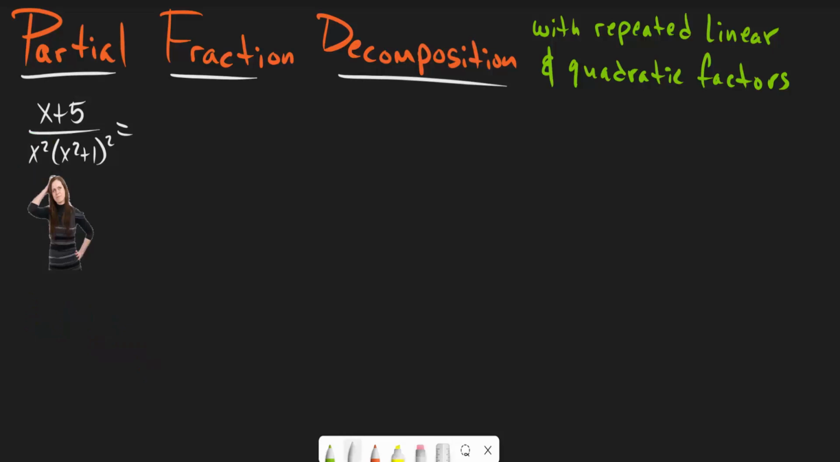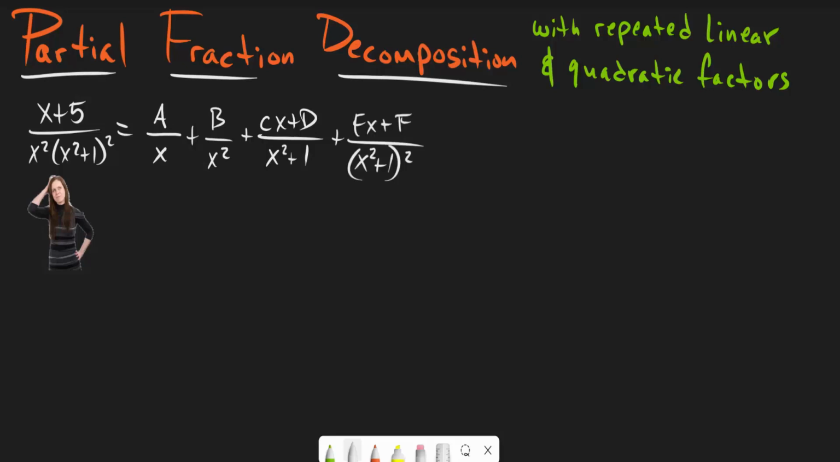Okay, so here we go. The first fraction, I'm just going to put A, the constant, over the x. The second fraction is B over the linear squared. Remember, it's a linear that's repeated. Third fraction, remember the numerator has to be linear, so that's Cx plus D over the quadratic. And finally, Ex plus F over the quantity x squared plus 1, squared. Okay, so there's our setup. So put on your seatbelts, here we go.